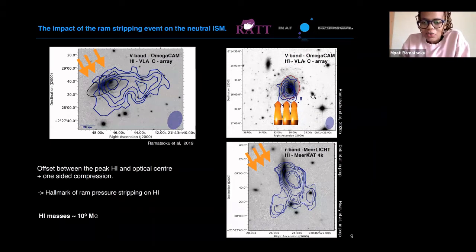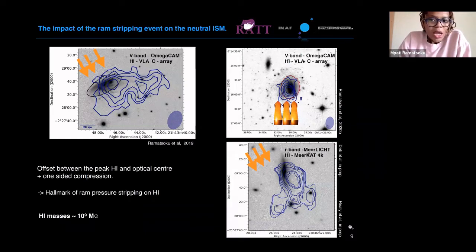And this galaxy over here is experiencing RAM pressure stripping along the line of sight. So you can think of it as falling towards you, and so the tail is in the line of sight, if you will. I should mention that this galaxy was also reobserved with MeerKAT during the previous open time, in 2020, I think, and the paper on this is in review.